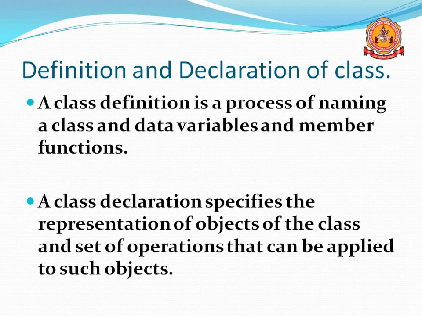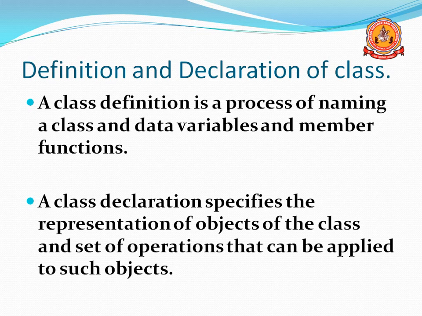Next is about class and object. How can you implement a class in our program? If you want to implement a class in your program, first you have to define the class, then you have to declare the class. Remember, definition and declaration are both different.